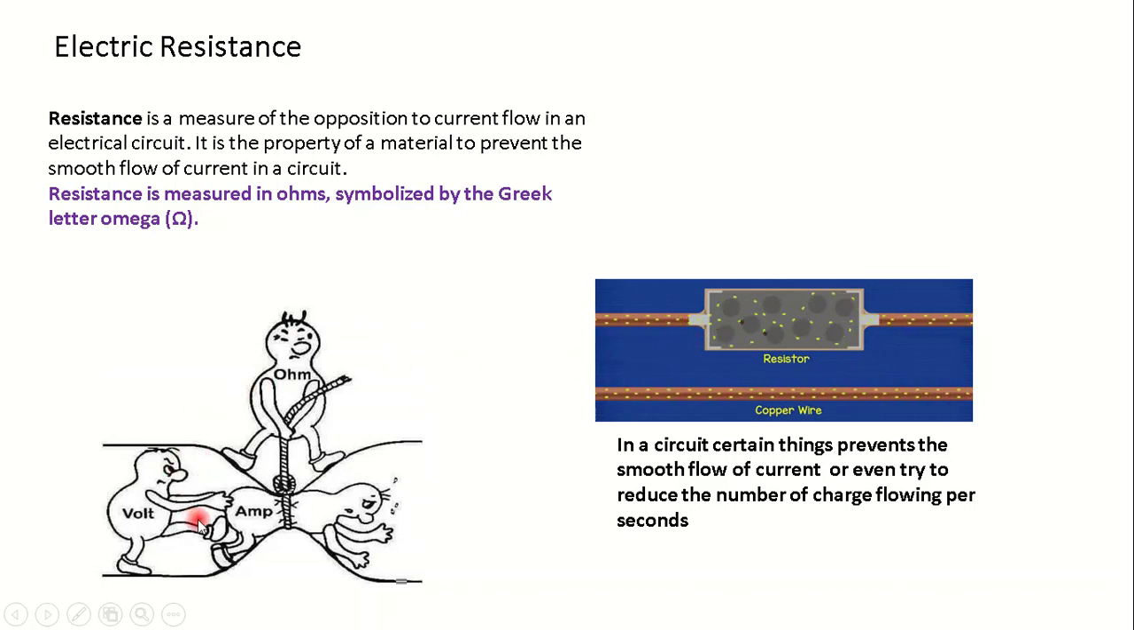We have a figure here that shows the representation of what is happening in a circuit. We have the volts or the potential difference in a cell that gives the necessary push for the current to flow in a circuit. And then the ohm or the resistor that tries to prevent the current from flowing smoothly. Notice that the current finds it difficult to flow in this section where the wire has a smaller diameter.